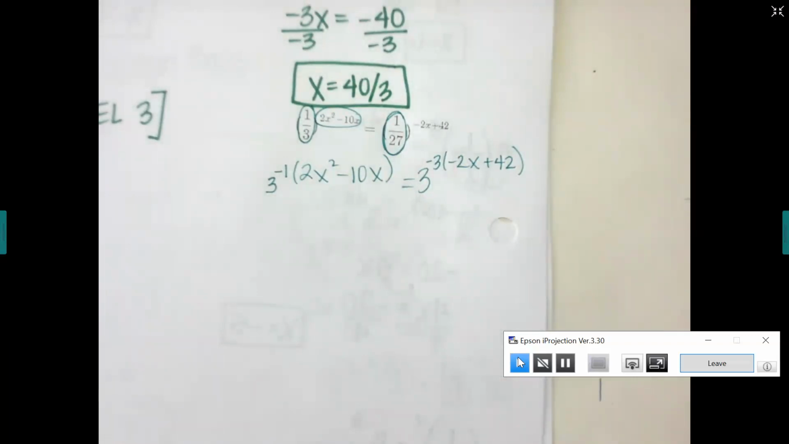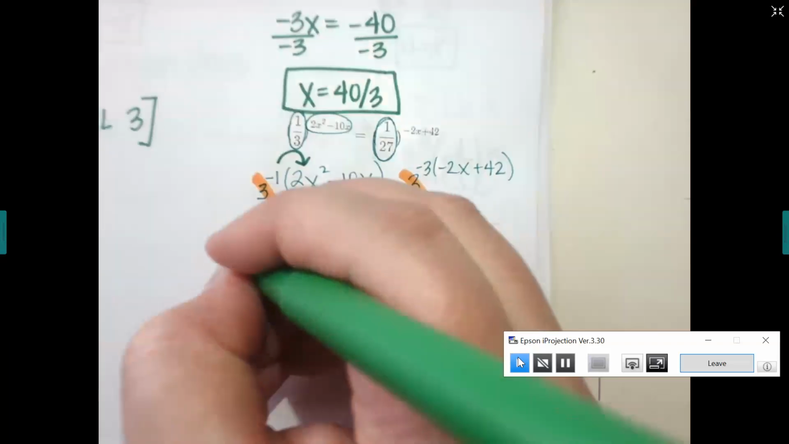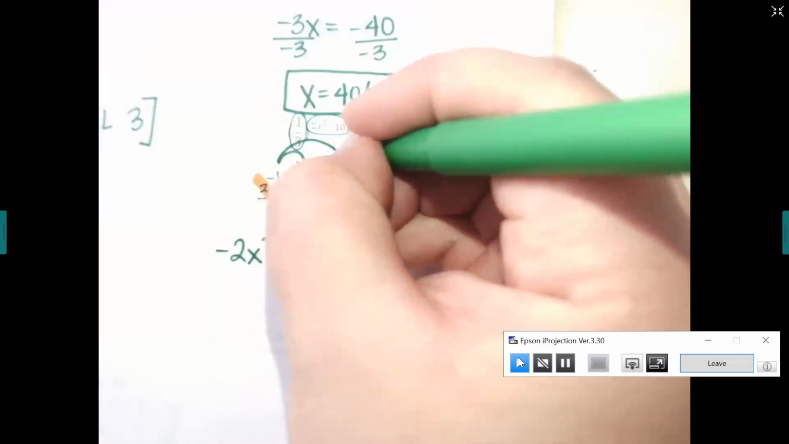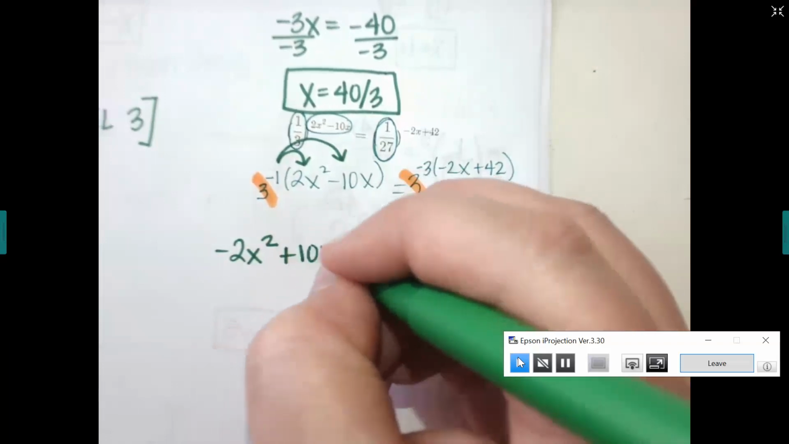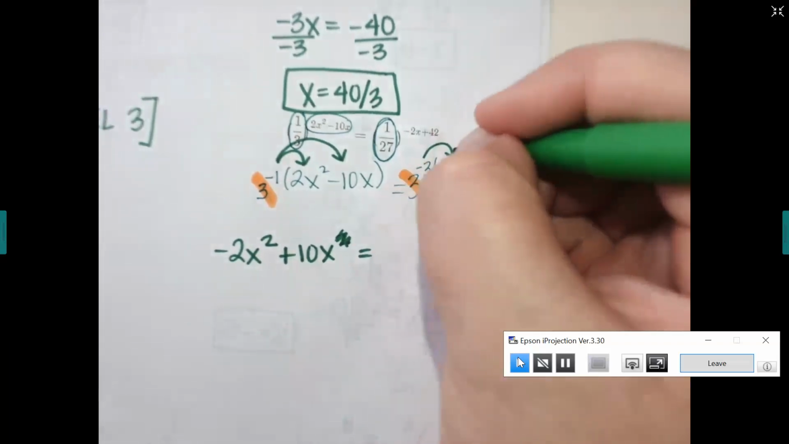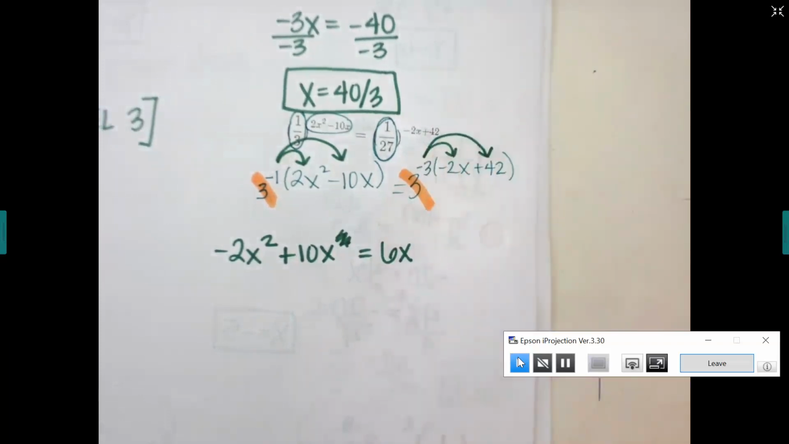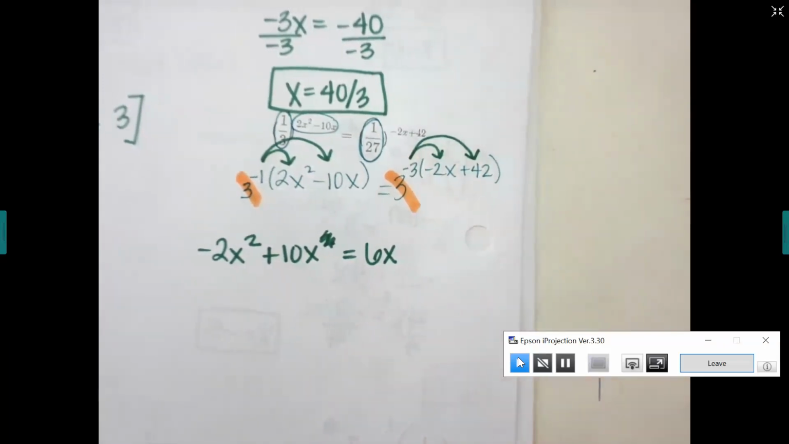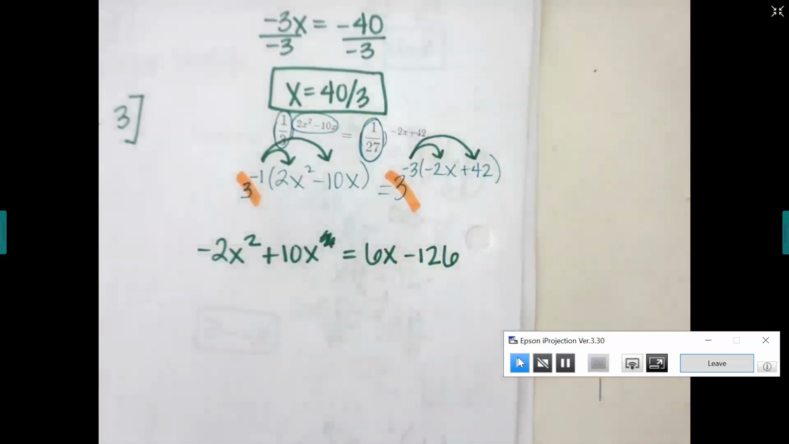Okay, from there, cross those base 3's out. And we're gonna multiply in those numbers from the outside. So my -1 times 2x squared is now a -2x squared. What about -1 times -10? Okay, plus 10. Oops, not squared. Okay, then on the other side, -3 times -2 is a 6x. And then can y'all help me out with the calculator here? What's -3 times 42? Minus 126.